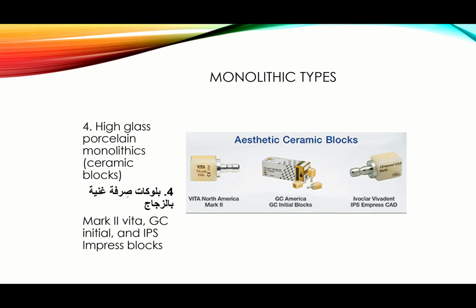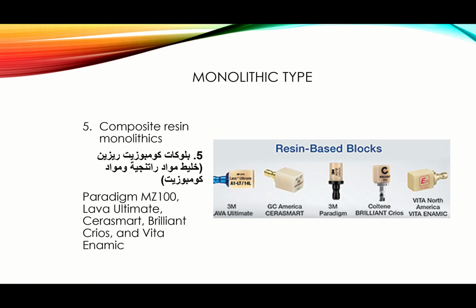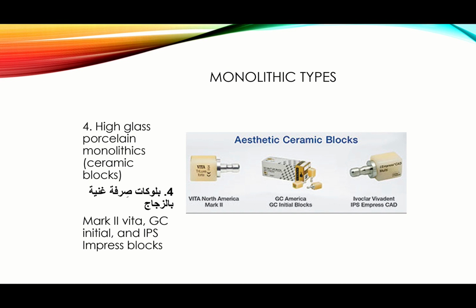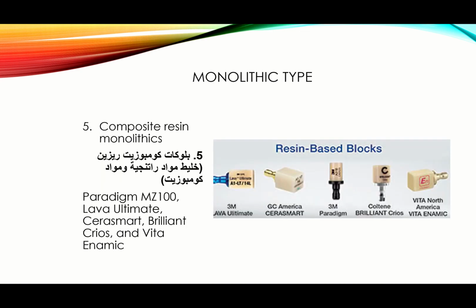Now, a high glass porcelain monolithic is full of glass, translucency is high, but it's breakable because it's glass and it's not very strong. Number 5 is composite resin monolithics, not to be confused with high glass porcelains. They're both blocks, they're both milled, and give you a final product of a monolithic crown. But those are totally different.